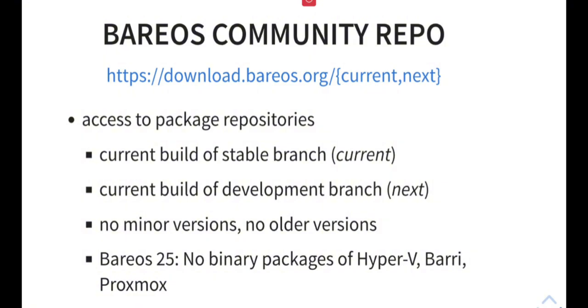What you cannot access there is minor versions or older versions of Bareos, so only the current build is available. What we changed in Bareos 25 is that we now do not have binary packages of the Hyper-V, Barri, and Proxmox plugins. For now, we only ship these in the subscription repository. But as I said, all the source code is still available in the GitHub repo.